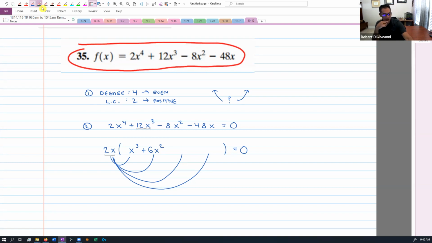On the next one, I have to turn 2x into negative 8x squared. So I'll need a negative 4. 2 times negative 4 will give me the negative 8. And let's see, I have 1x, I need 2 x's, so I'm going to have to put an x there.